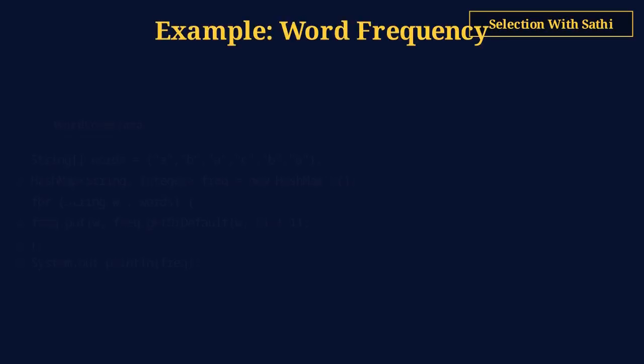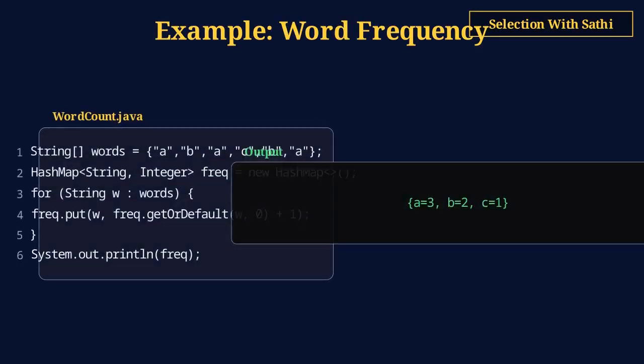HashMap for word frequency. Create a HashMap of String to Integer. For each word, put with getOrDefault, current count plus 1. For words apple, banana, apple, the map is apple to 2, banana to 1. getOrDefault returns 0 if the key is missing.